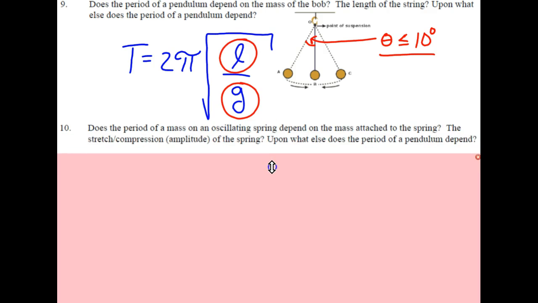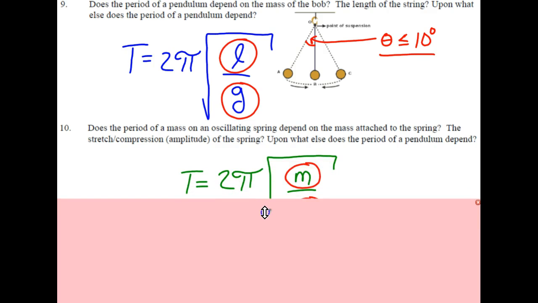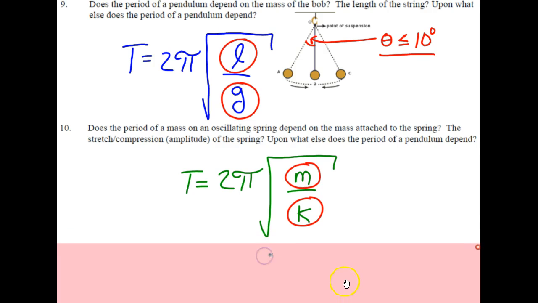Number 10, does the period of a mass on an oscillating spring depend on the mass attached to the spring, the stretch, compression, amplitude of the spring? Upon what else does the period of a pendulum depend? Again, looking at our equation for the period of an oscillating spring, there's a typo here. Upon what else does the period of an oscillating spring depend? Please cross this out if you have it in your notes and change that.